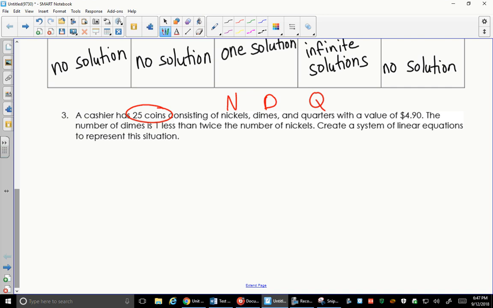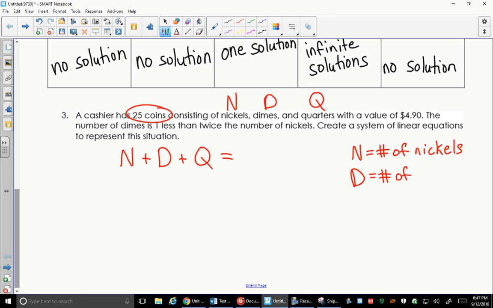So if we don't know how many coins there are, we know how much coins are worth, nickels, dimes, and quarters. So we can say that our nickels plus the dimes plus Q. And right now you may be saying, what the heck does this mean? So let's put this on the side. This is a number of nickels. So then D is a number of dimes.